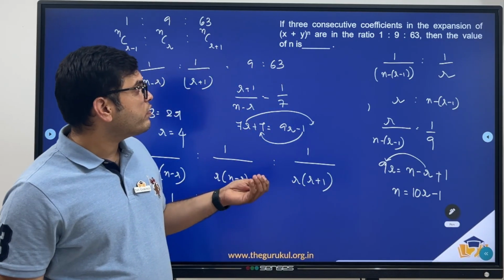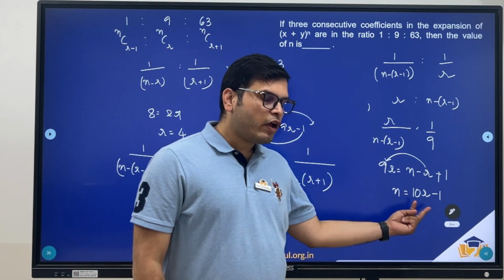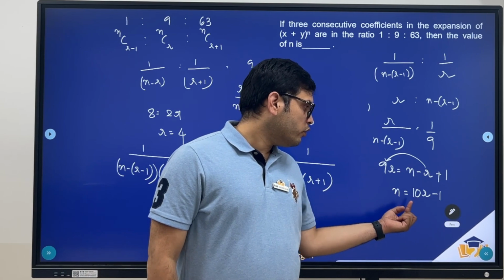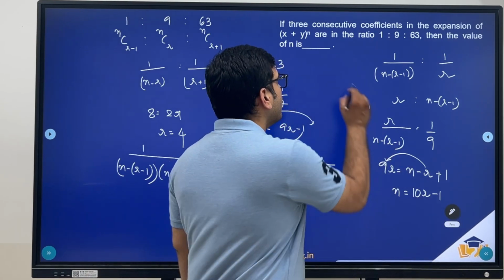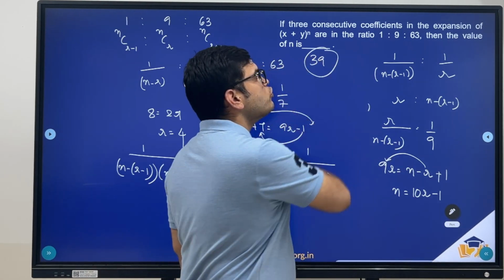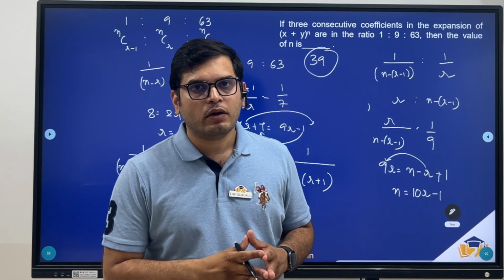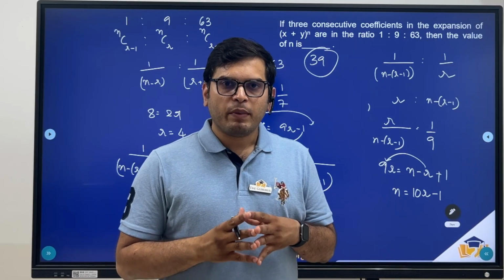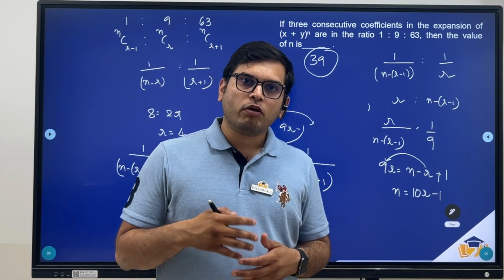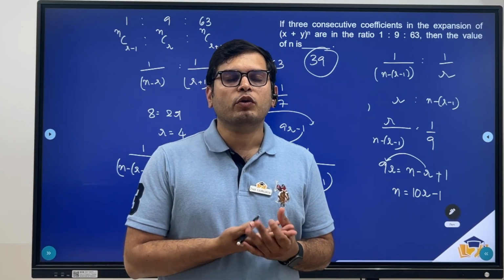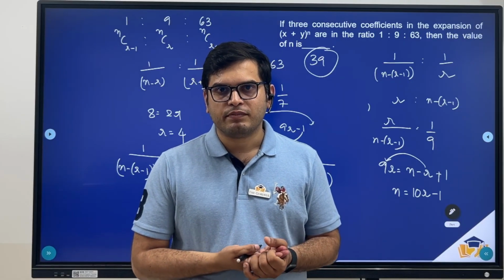Now what was asked? The value of n is, substitute the value of r is equal to 4 here. So 10 into 4, 40, 40 minus 1, 39 should be the answer to this question. So you need to do this much in the exam to answer this question. So if you come across these types of questions which will take a lot of time in the exam, it's better to leave these types of questions.